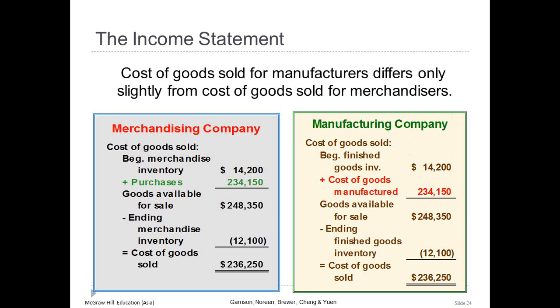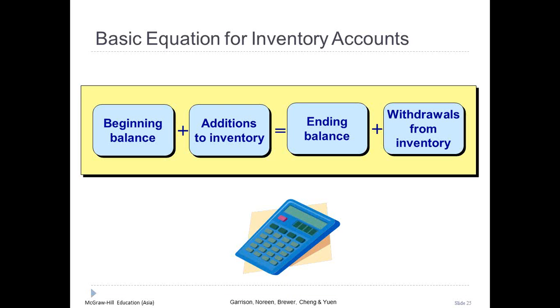The computation of cost of goods sold relies on this basic equation for inventory accounts. The logic underlying this equation applies to any inventory account. Any units that are in inventory at the beginning of the period appear as the beginning balance. During the period, additions are made to the inventory through purchases and other means. The sum of the beginning balance and the additions to the account is the total amount of inventory available. During the period, withdrawals are made from inventory. The ending inventory is whatever is left at the end of the period after withdrawals.